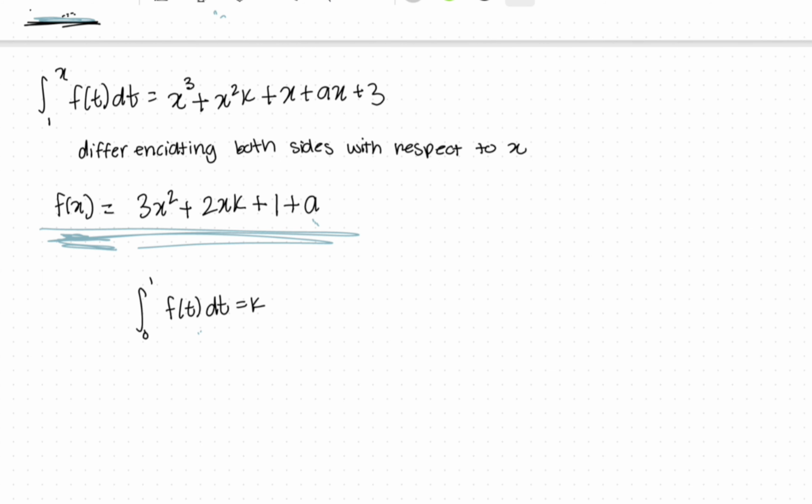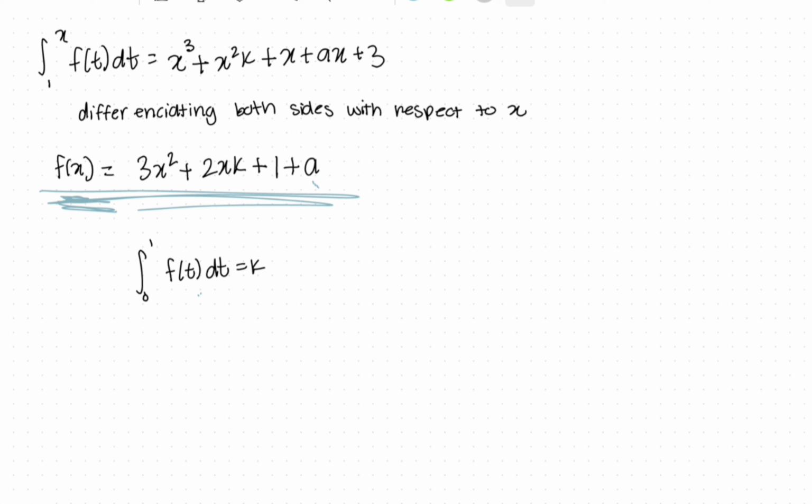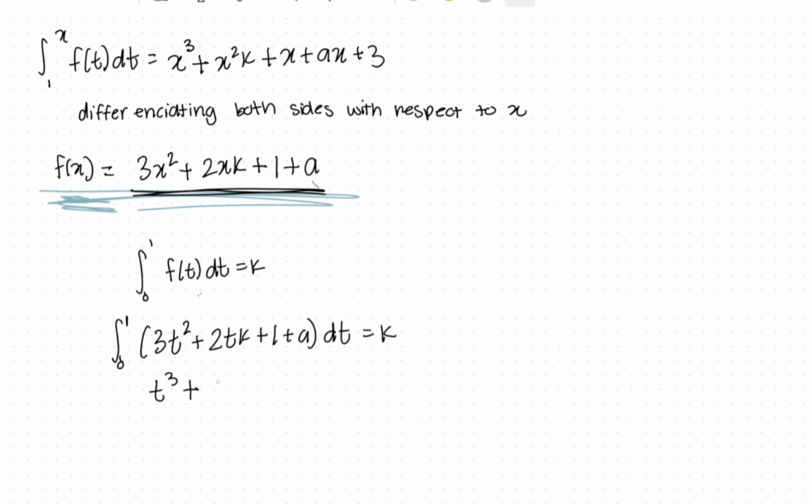And now let's start replacing it. So that's basically saying the integration from 0 to 1 of f of t, replacing everything with t, so that's 3t squared plus 2tk plus 1 plus a, dt, equals k. Integrating this, we get t cubed plus t squared k plus, sorry, my mind glitched, plus t plus at, and then 0 to 1 equals k.